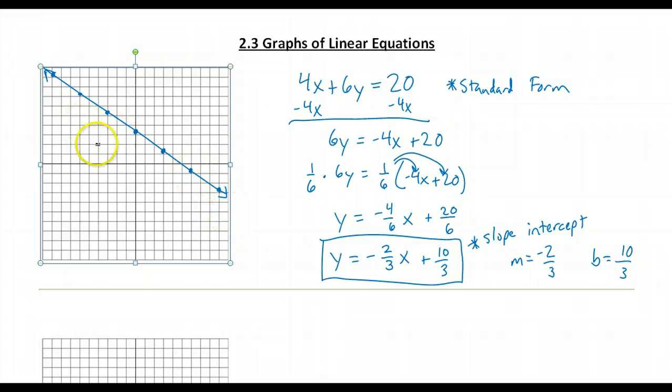Now every point on that line makes this equation true or this equation true. All of these ordered pairs, if I plug them in to either equation, I'm going to end up with an equivalent statement. That's why they're all on the same line.